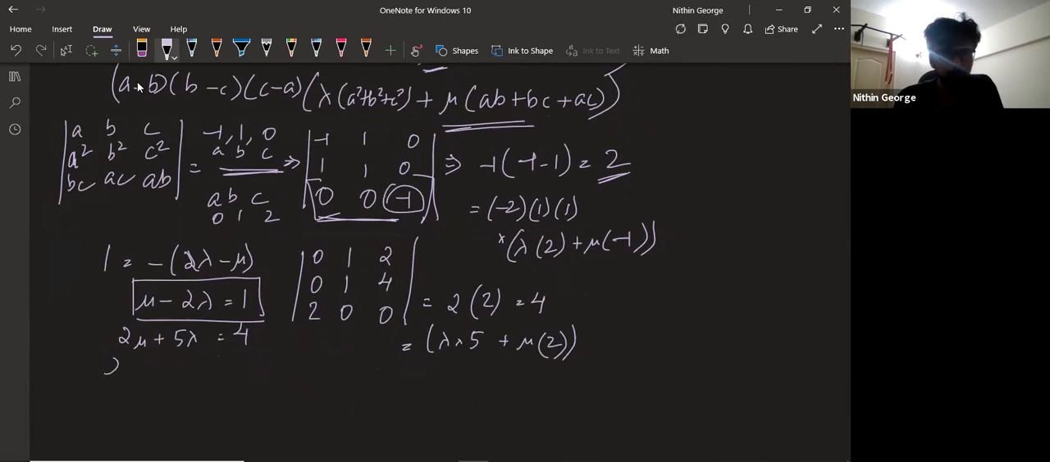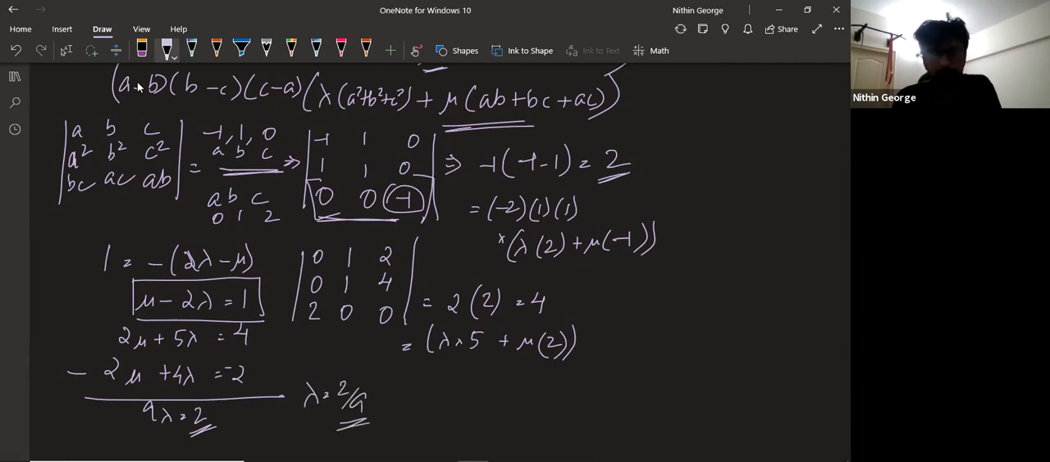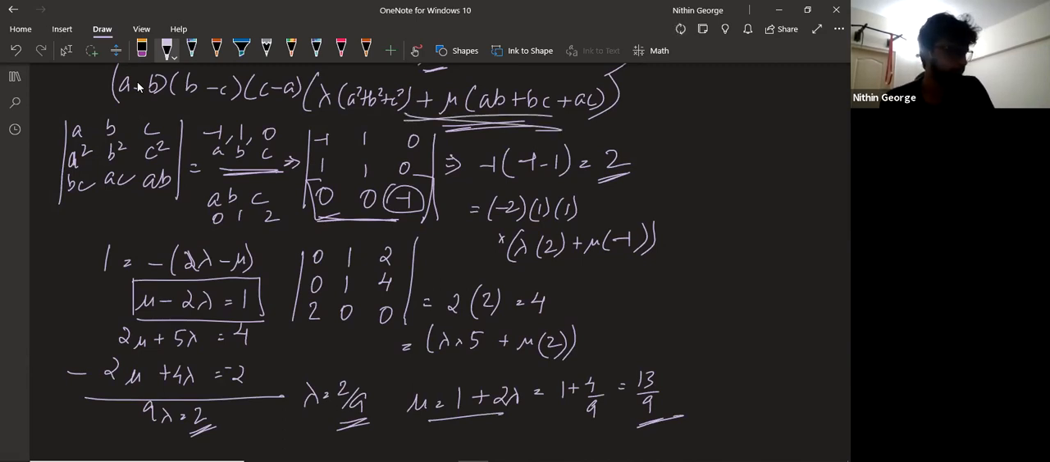So the first equation I'll modify to 2 mu minus 4 lambda equal to 2, and I'll subtract it from the first one. Then I basically add these two up. 9 lambda equal to 2. And then I get lambda equal to 2 by 9. So what will that make mu? Mu will become 1 plus 2 lambda, which is 1 plus 4 by 9. That becomes 13 by 9. So you substitute the values into this to get your final answer.